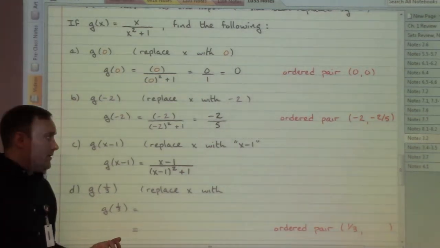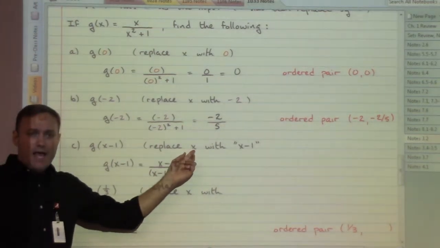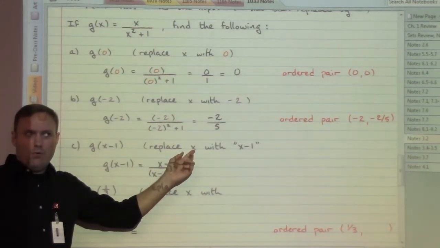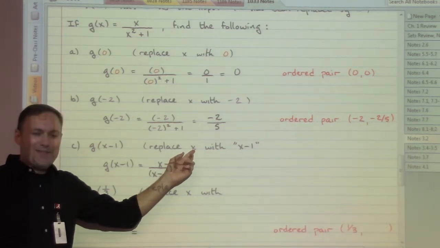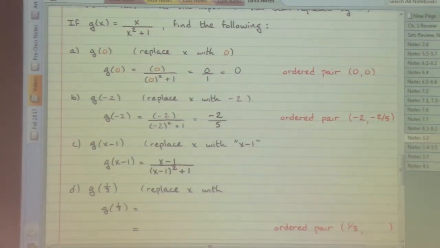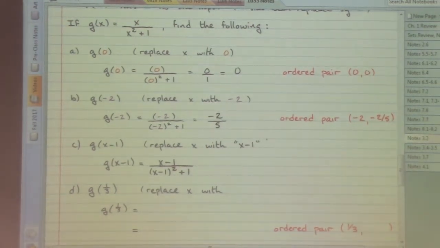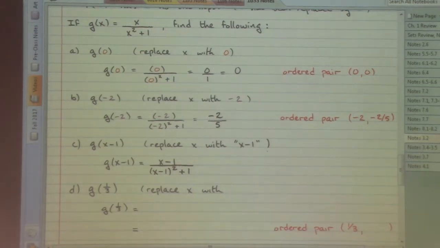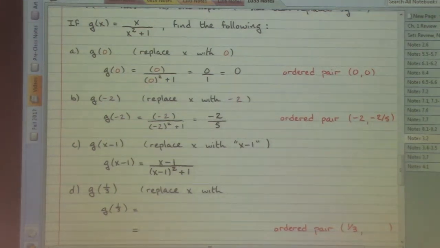My point with that particular example is again to say we can replace the x with anything that we might want or anything that we might be told, whether that's a number or another expression. We can replace the x with anything at all that we either choose or are instructed to do. And so in this part D, g of 1/3 means that we would replace the x with 1/3. And again, according to my equation at the top of the screen, that means that we would have a 1/3 on the top.